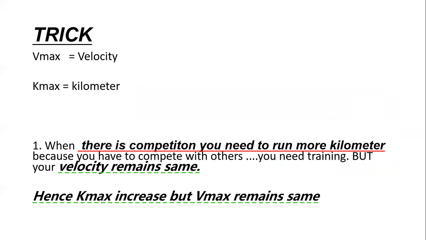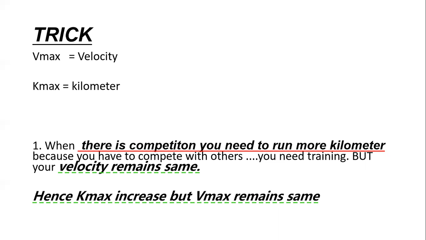Here Vmax means velocity. Yes, it's true. But here Km, we will use it like kilometer, so that we can remember our mnemonic for a very long time. Okay, the first one, let's see. When there is competition, you need to run more kilometer. Why do we need to run more kilometer? Because we have to train ourselves, right? We have to compete with others. So when there is competition, we will run more kilometer, but our velocity remains same, right? This one line you have to remember.